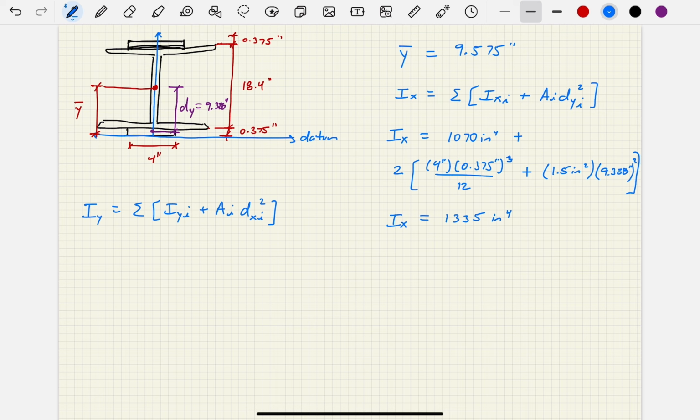That's, again, an application of the parallel axis theorem, okay? And I can substitute my values in. I say IY equals 54.8 inches to the fourth plus 2 times BH cubed over 12, but in this case, the base is 0.375 inches, and the H that I'm cubing is the 4 inches cubed over 12, okay?